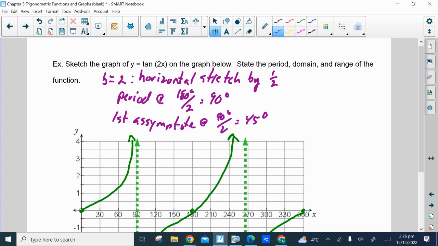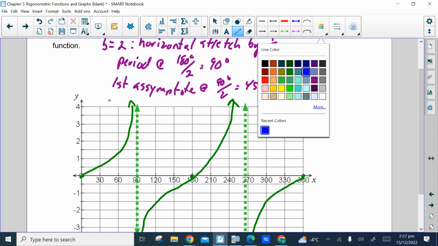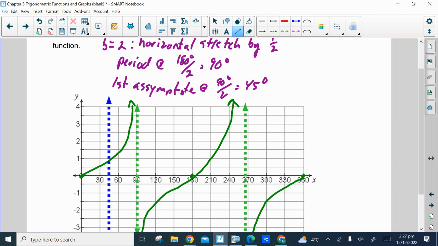Okay, so let's draw our first asymptote. And let's use blue. It's at 45 degrees, right there. And because the period is now 90 degrees, the next asymptote will be 90 degrees from 45, which is 135 degrees, right there. The next one will be 90 degrees away from 135, which will be 225 degrees, right there. The next one will be 90 degrees from 225, which will be 315, right there.